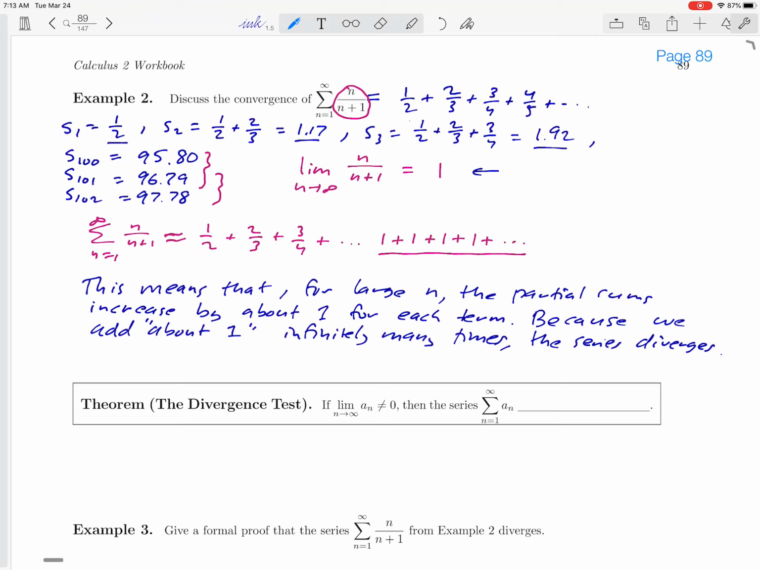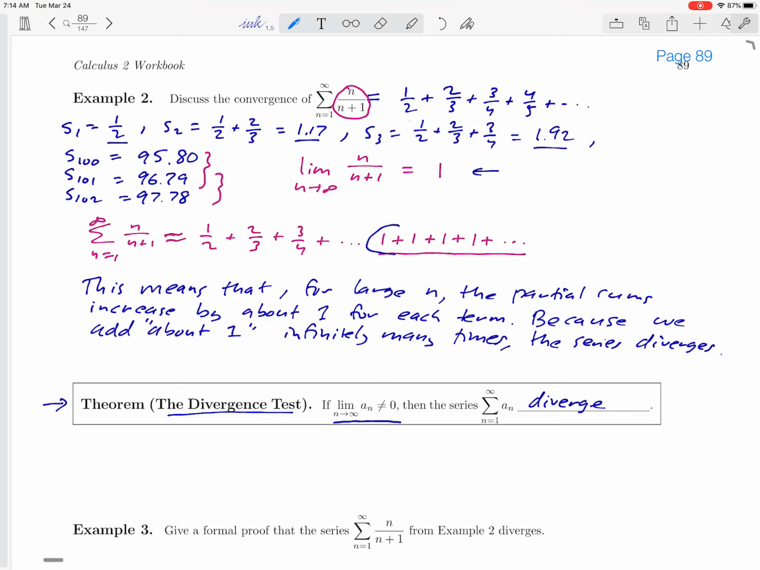Okay, and this basic observation that we made leads us to our first test for series convergence, the theorem that you see right below. It's called the divergence test. And it says that anytime you're in the situation where the limit as n goes to infinity of the nth term of your series is something that's not equal to 0, the series is going to diverge. In our case, we took this limit and we got the number 1.